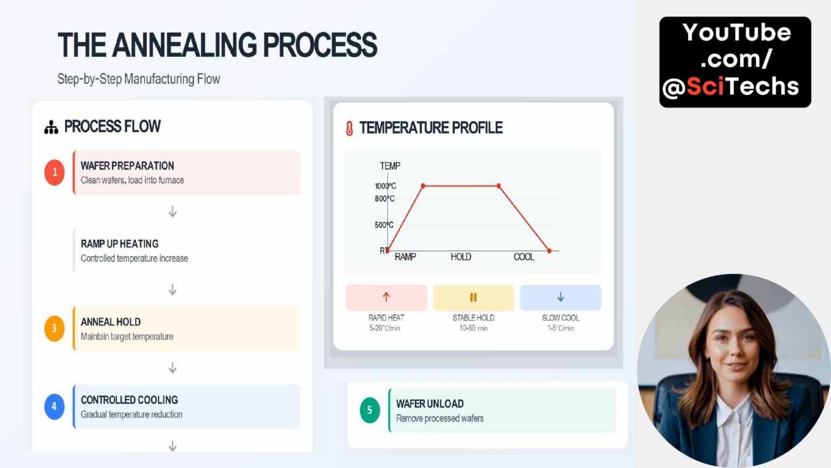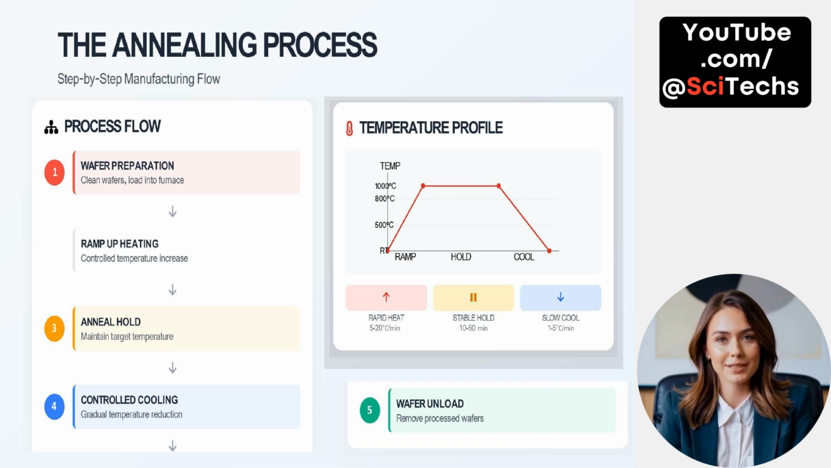The annealing process. The annealing process is a critical thermal treatment step in semiconductor manufacturing, involving 5 main stages that transform wafer properties by precise heat control. First is wafer preparation, where clean wafers are carefully loaded into the furnace. Cleanliness is crucial to prevent contamination that could compromise device performance. Next is ramp-up heating, during which the temperature is gradually increased at a controlled rate, typically 5 to 20 degrees Celsius per minute, to avoid thermal shock and ensure uniform heating.